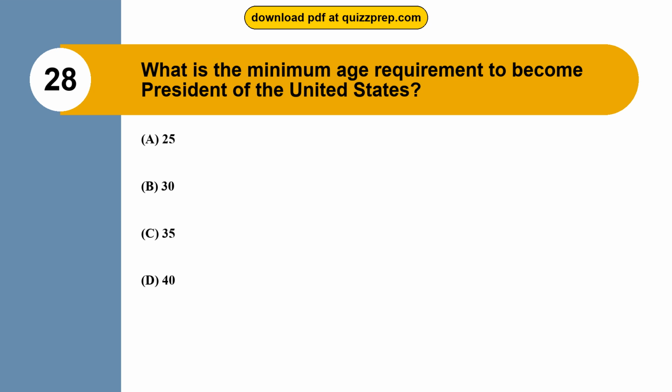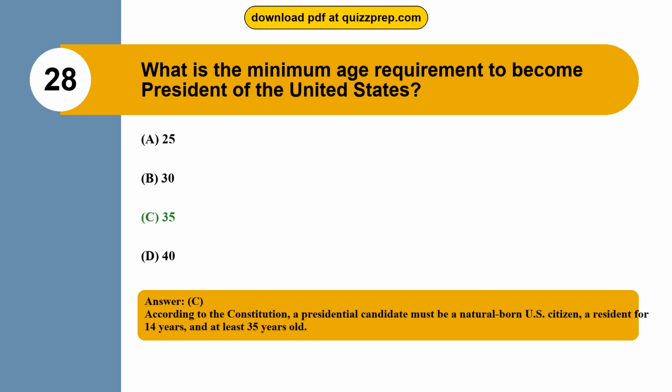Question 28. What is the minimum age requirement to become President of the United States? Option A, 25. Option B, 30. Option C, 35. Option D, 40. The correct answer is option C, 35. According to the Constitution, a presidential candidate must be a natural-born U.S. citizen, a resident for 14 years, and at least 35 years old.